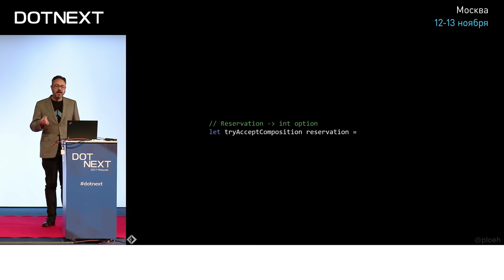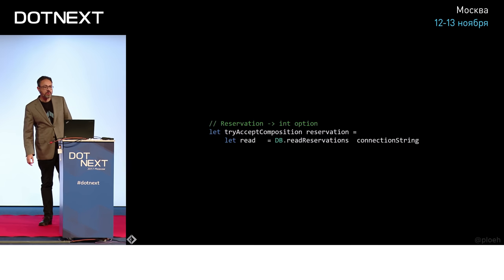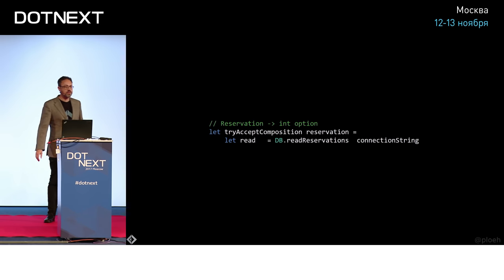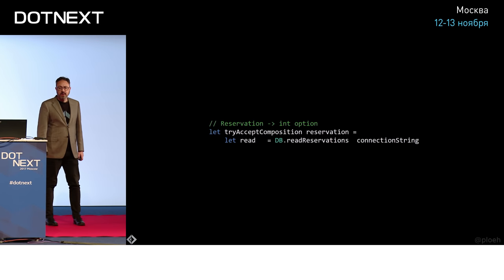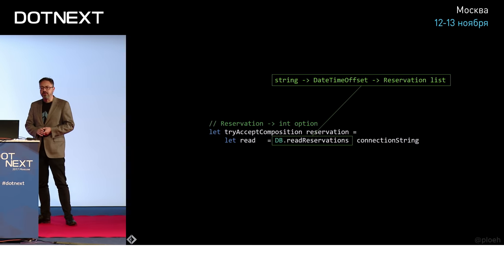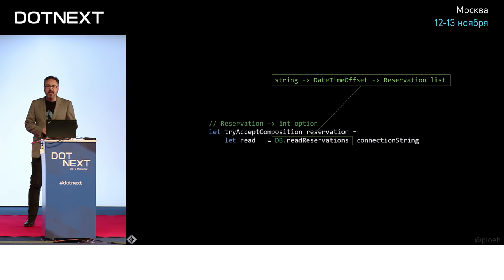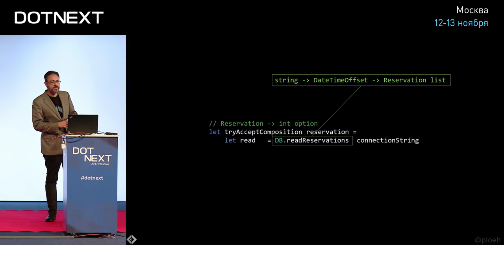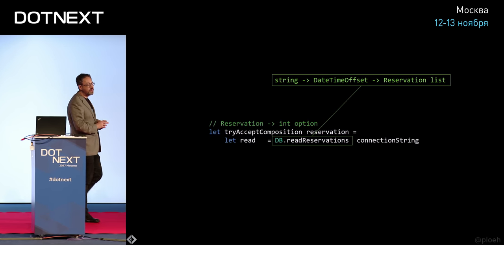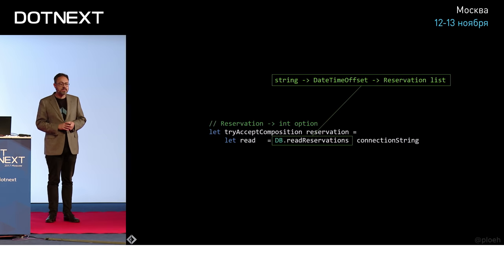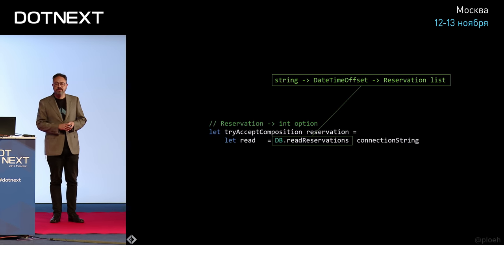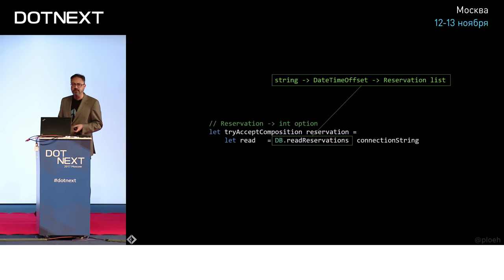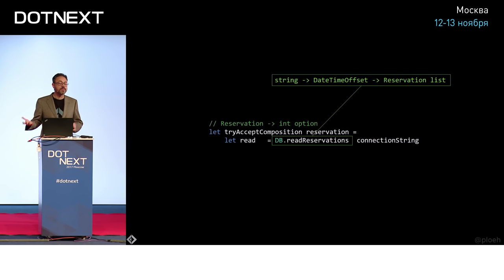That's possible if I have a module. We can imagine that I have a module already called DB, and the DB module contains all sorts of code that actually enables me to talk to a real database. So it might, for example, have a function called readReservations, and readReservations has this type here. The way that we read this is that it's a function that takes two arguments. The first argument is a string, the next argument is a DateTimeOffset value, and then it returns a reservation list. So the string is a connection string. You can imagine you already have a connection string. You probably read that from a configuration file or whatever.